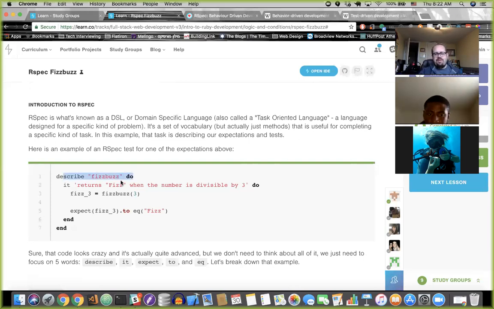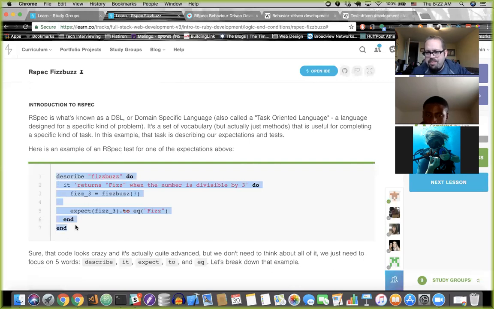So, describing FizzBuzz. We're going to describe what we want to do. And what will it do? It will. And look, we're not putting in this line here that it returns fizz when the number is divisible by 3, returns buzz when it's divisible by 5, and returns fizz buzz when it's divisible by 3 and 5. That whole long run-on sentence is not in here. The only thing this block of test code is doing, from lines 1 through 7, is testing one piece of the problem.